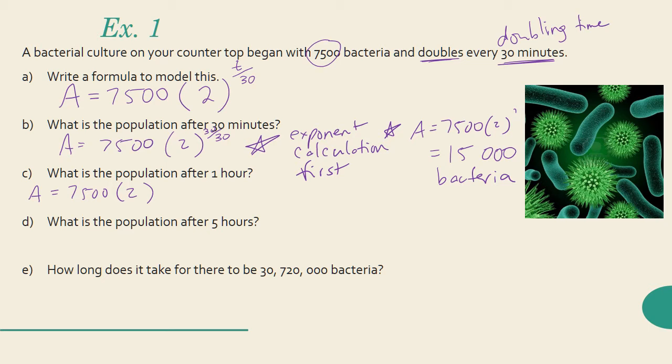How many minutes are there in 1 hour? Hopefully you're thinking 60 minutes. So now we're going to do 60 over 30. And remember, do the exponent calculation first. So do 60 divided by 30 first, which is 2. Then enter that into your calculator just like you see it. 7,500, bracket 2, close bracket, and then to the exponent 2. And you should get 30,000. Again, hopefully that makes sense because every 30 minutes it doubles, so it's doubled twice in 1 hour. We just got 15,000, so if we double it another time, we get 30,000.